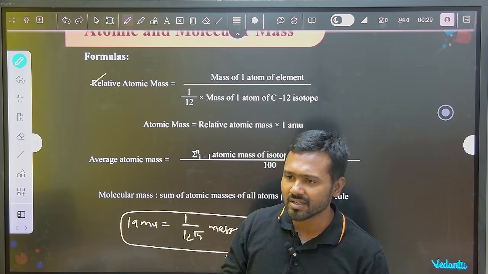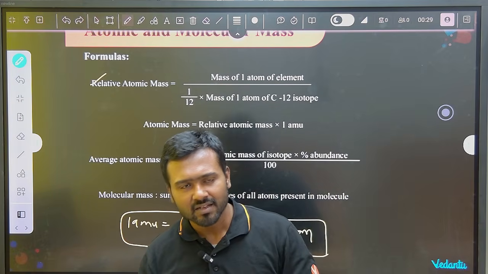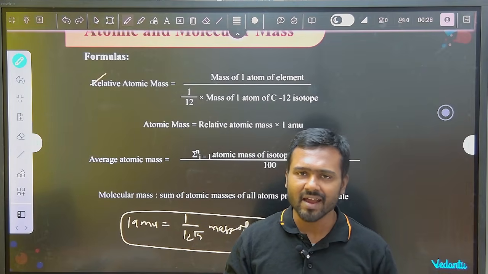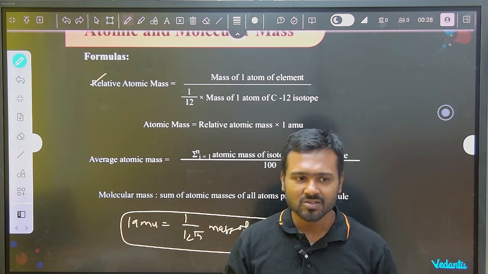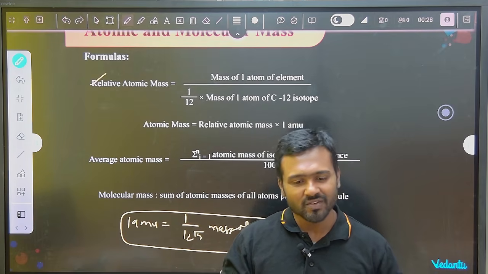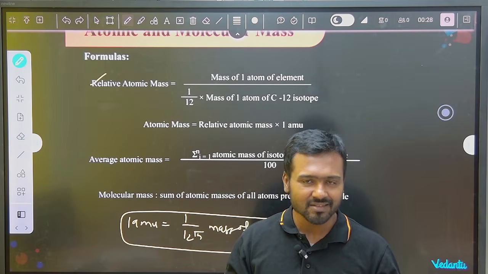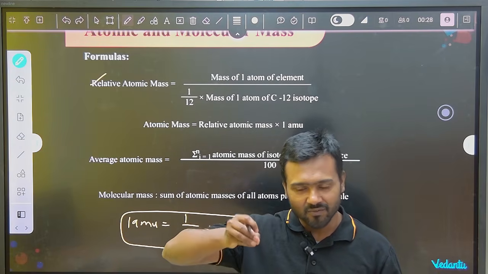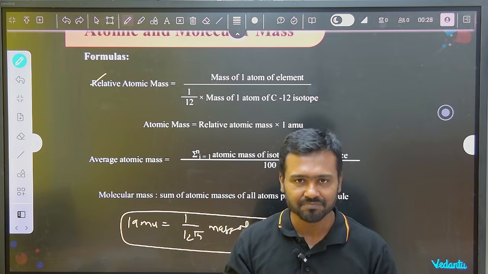And don't confuse here, children used to confuse mass and weight. In chemistry both are the same, so we are not differentiating between mass and weight here. That difference you will see majorly in physics, with gravity and without gravity. Here we are neglecting gravity. Mass is the amount of substance, and weight is the amount of substance under the influence of gravity, but we consider both the same. So mass and weight in chemistry are the same.